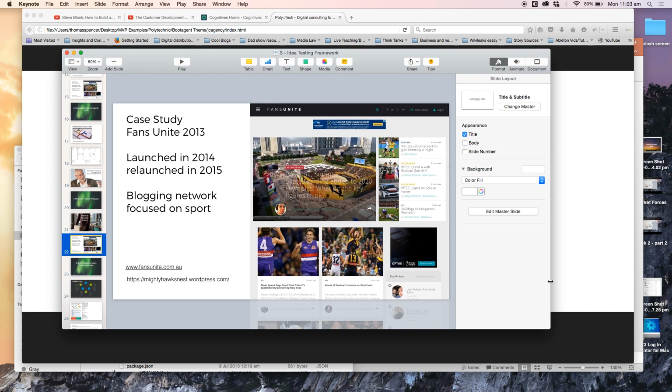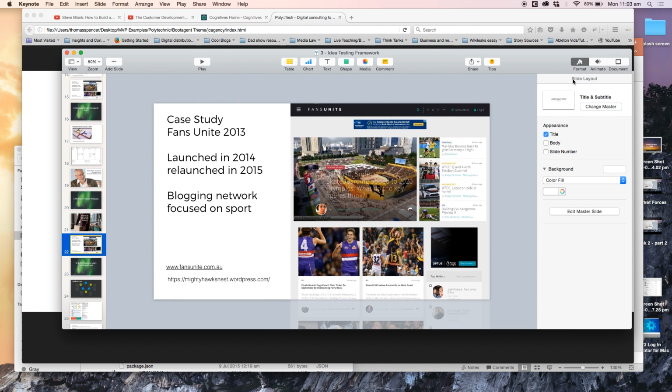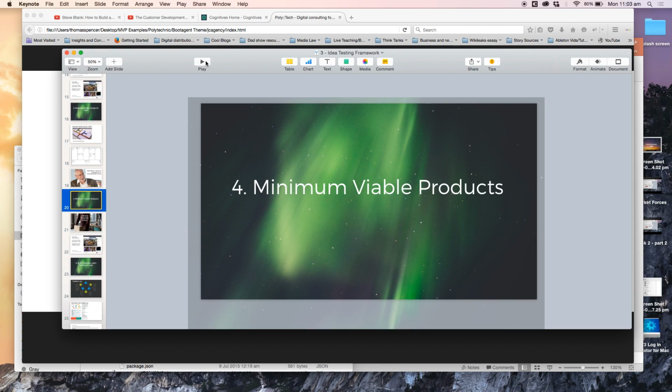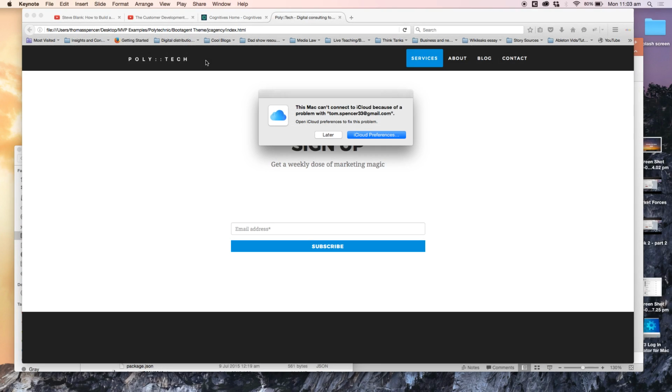Now, I already went through that. I think next week we might revisit MVPs, and I'll go through some other examples of MVPs, so you can start getting some ideas around how you might want to test out your idea with minimum viable products. A couple of other notes on minimum viable products.